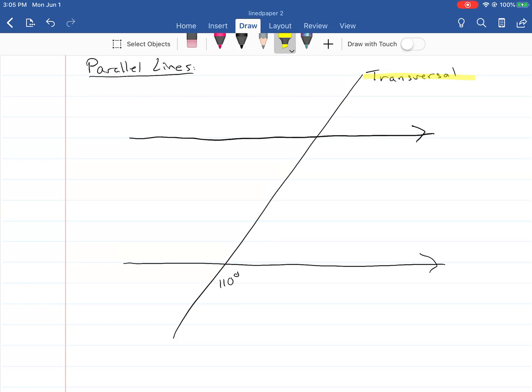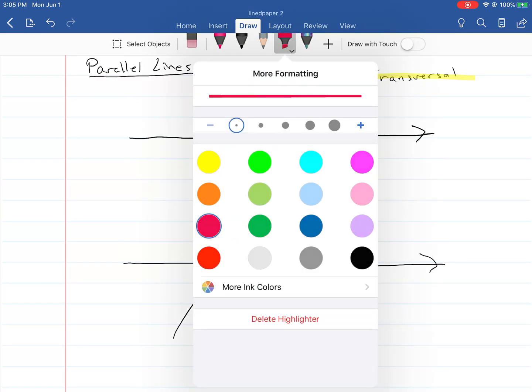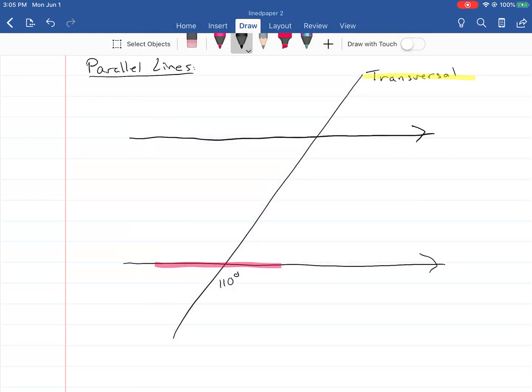Because these lines are parallel, we now actually know every other angle in the picture. For instance, because this line right here is a straight line, the angle on the other side of that straight line, that'll be a 70, because those two angles have to add to 180. And then if I do the same thing, continue to go counterclockwise there, I get this one is 110 degrees. And then I get this one is 70 degrees.